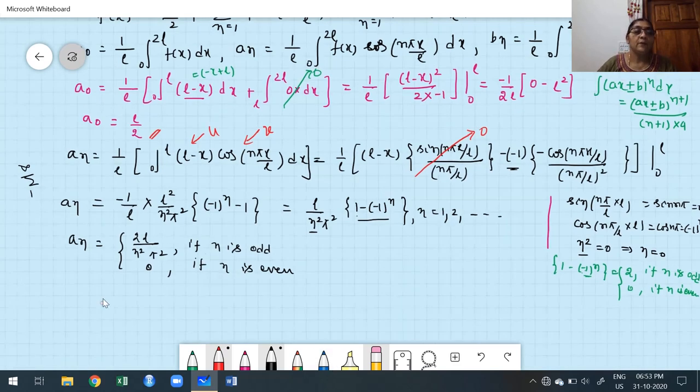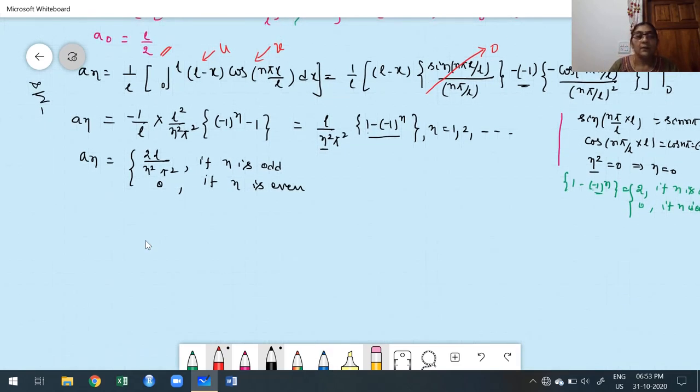Next, move to Bn. Bn is 1 by L of integral 0 to L. What is the function? L minus x into sine of n pi x by L. It is not necessary to take the second term, L to 2L. What is the function? If f of x is 0, then 0 into sine of n pi x by L is 0, so the integral is 0. Then you go for the UV rule. While taking the UV rule, this is my u function and this is my v function, because after the first derivative, L minus x becomes a constant.